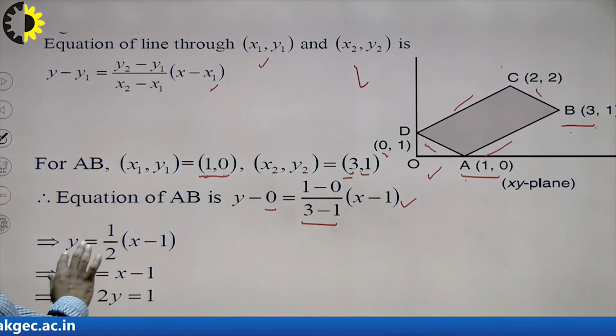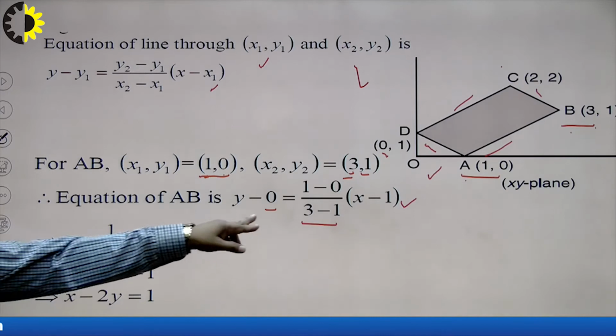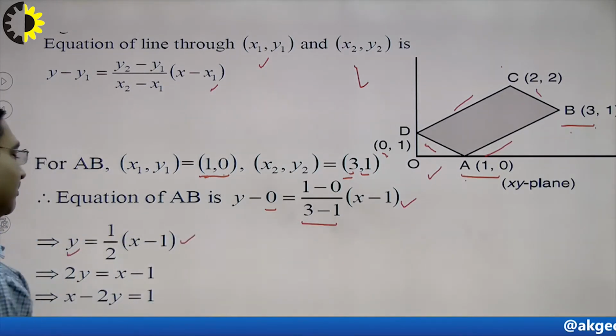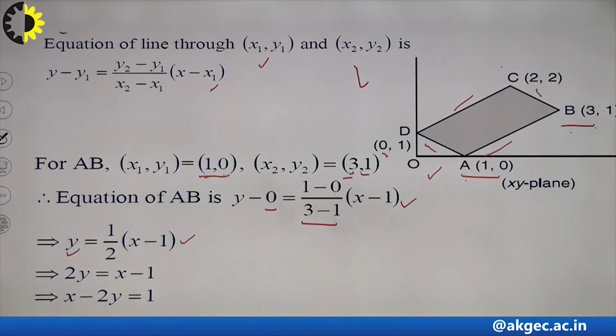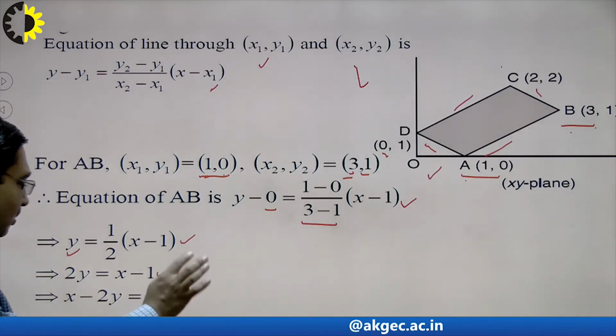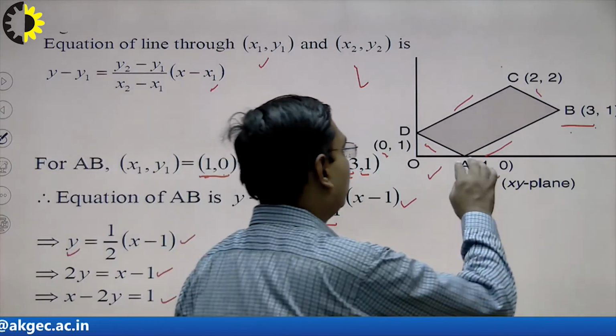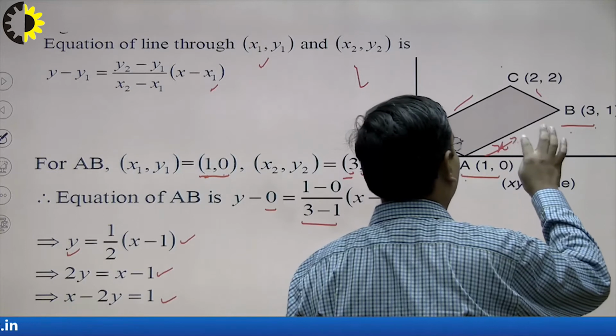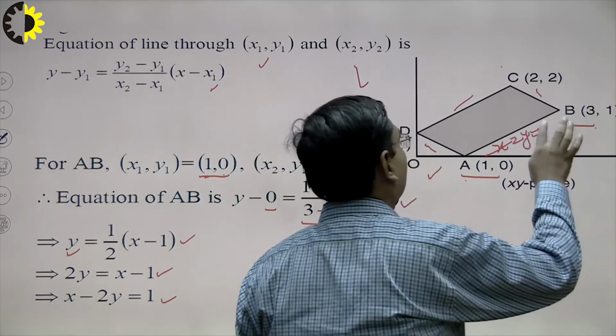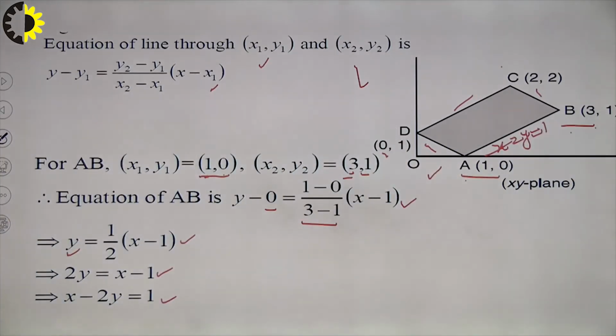The left hand side gives simply y. In the right hand side it becomes 1 by 2 times (x minus 1). Cross multiplying 2 towards the left hand side, it gives 2y equals to x minus 1, and it becomes x minus 2y equal to 1. Thus, x minus 2y equal to 1 is the equation of this boundary. x minus 2y equal to 1 is the equation of AB.